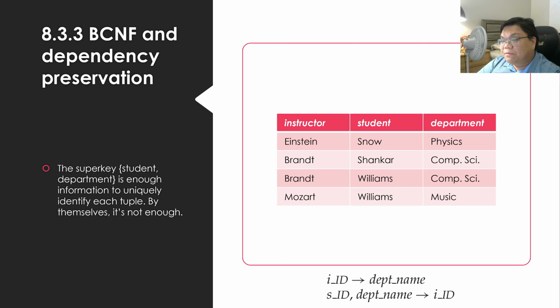The superkey of student and department: is that enough information to uniquely identify each row? Einstein's no. No, actually, student physics. Yes. Shankar computer science. Yes. Williams computer science. Yes. And Williams music. Yes. That is enough information to uniquely identify each row. So the problem with this particular instance is Williams shows up twice because that's the same student.